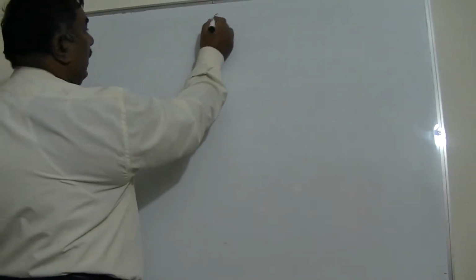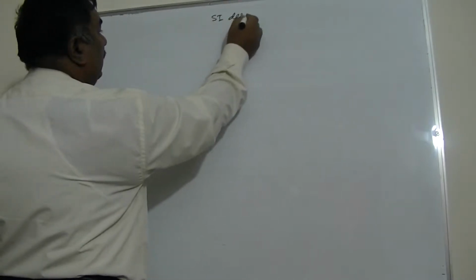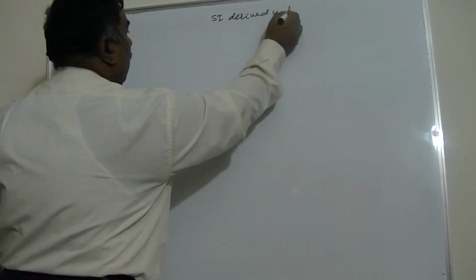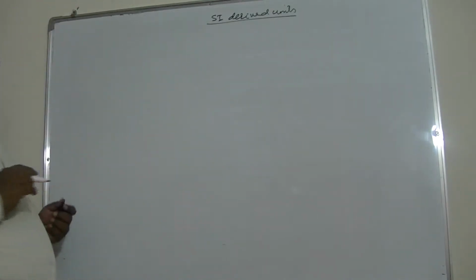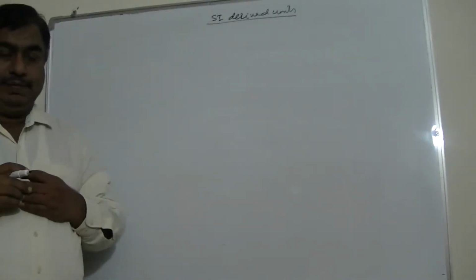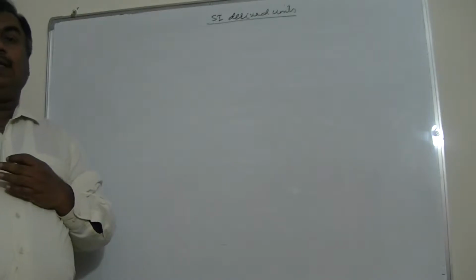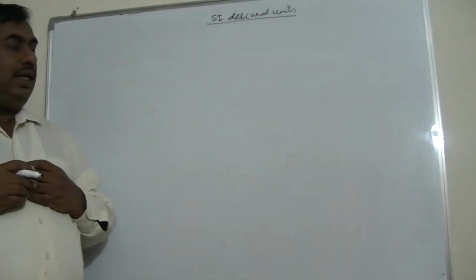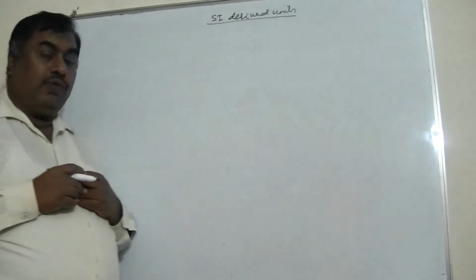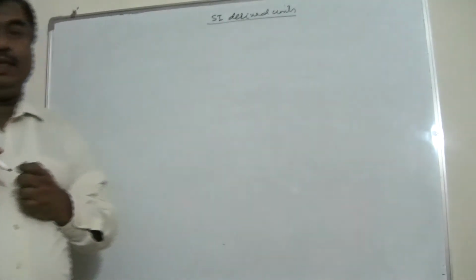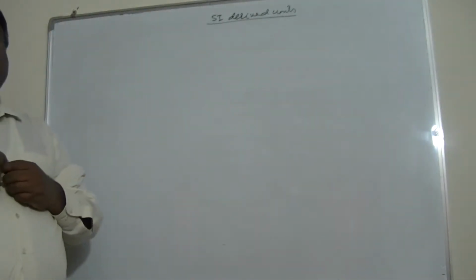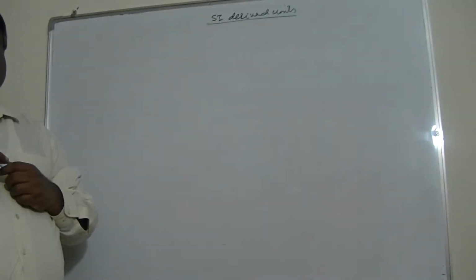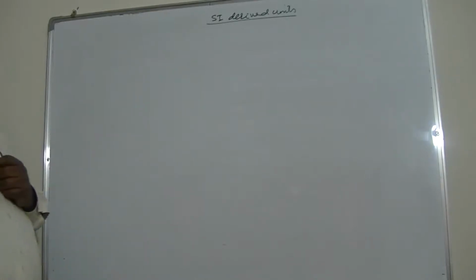Today we will discuss SI derived units. SI derived units are actually derived quantities. I told you in the previous lecture that derived quantities are those quantities which can be expressed in fundamental quantities. For example, density is mass upon volume, and volume is again length into length into length. So the units of those are also the SI base units.